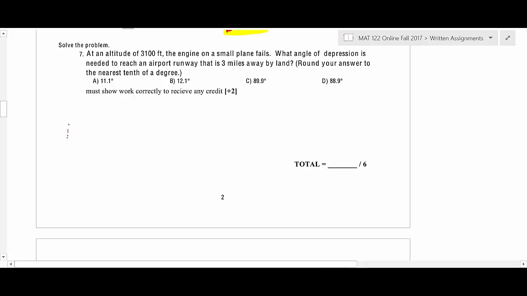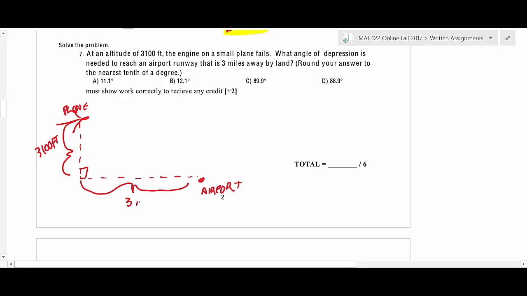So trig to the rescue. Here's the idea. Here's your plane. Up here, engine just crashes. Okay, it looks for that runway. So right now, according to this problem, you have an altitude of 3,100 feet. Okay, and then it says you're looking for the angle of depression. So here's your airport. Okay, and it says that it is, by land, it is 3 miles away. So this thing right here is going to be 3 miles. Now, one thing you ought to pay attention to is we kind of got a disconnect in our units. So you're going to have to pay attention to that.